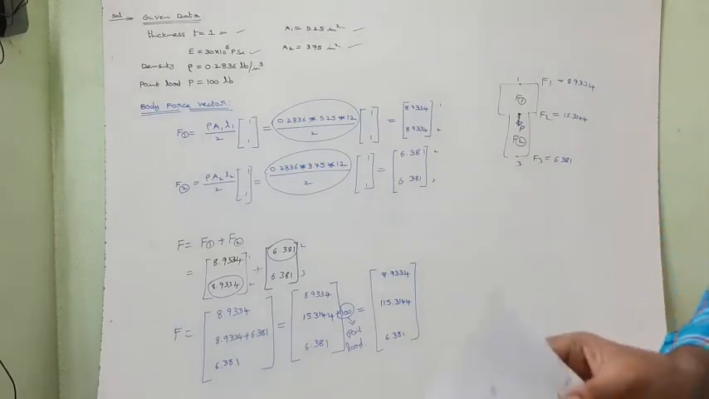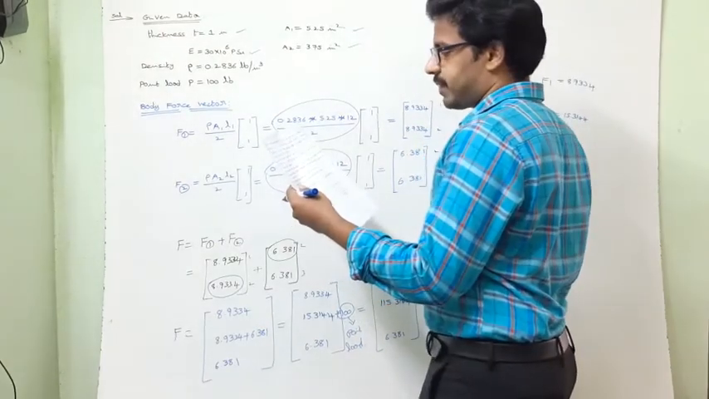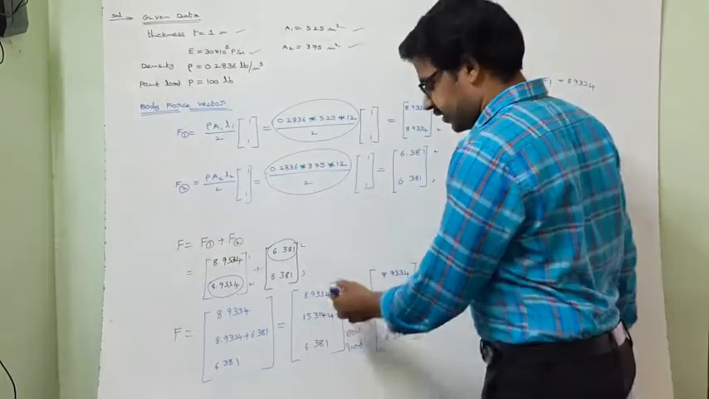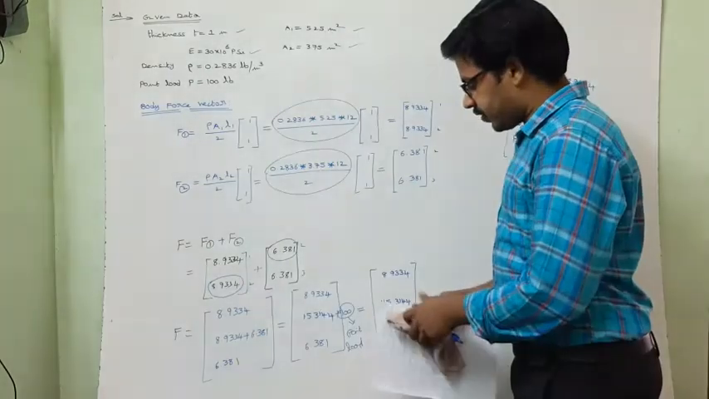So coming to the next question. The second question: write down the expression for the element stiffness matrix and body force vector. So here these are the body force vectors.